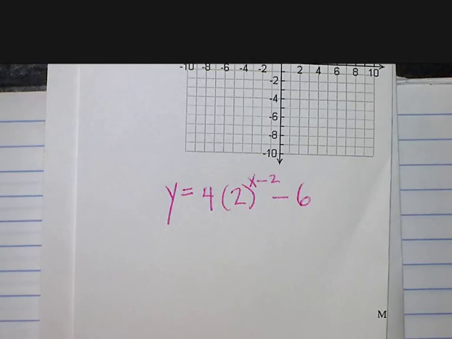Shifts to the right 2. Carlos, give me another one. The rate is 2. Is it growth or decay? How do you know it's growth? Because the a is larger than 0 and the b is larger than 1. Great job.